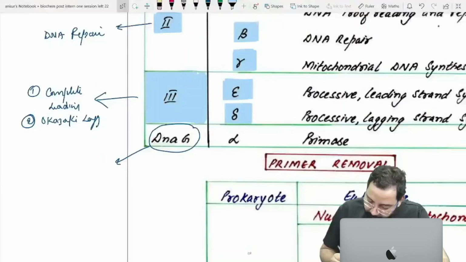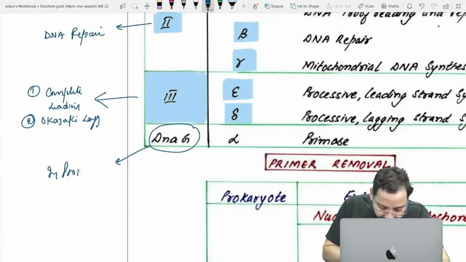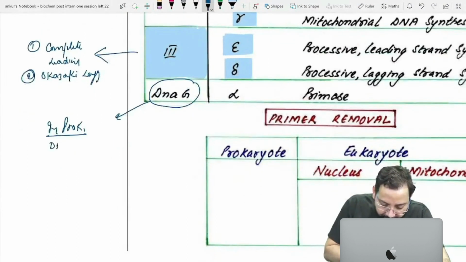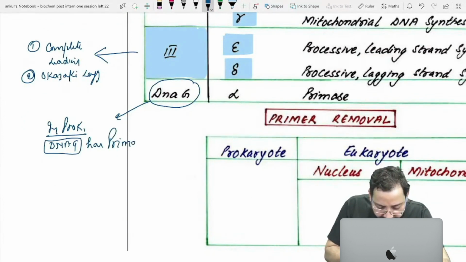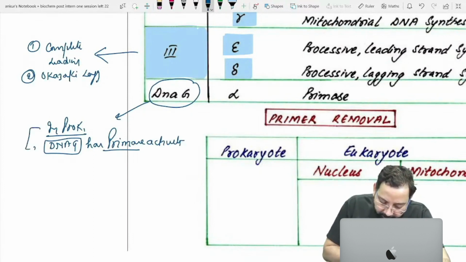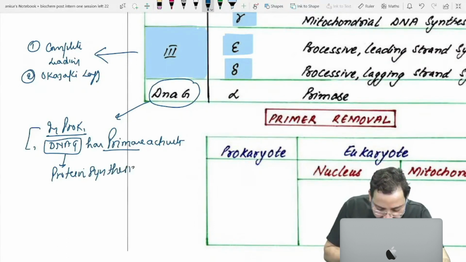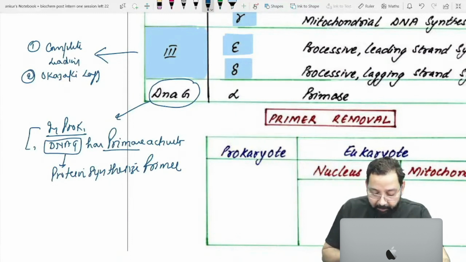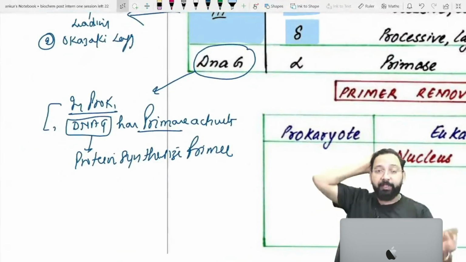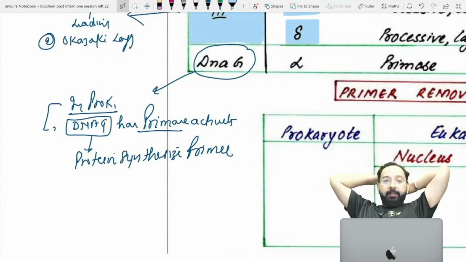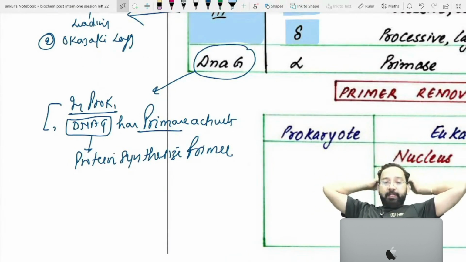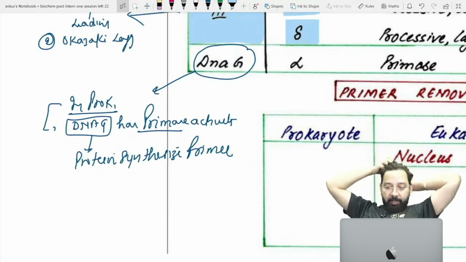So we found that in prokaryotes, DNA G protein has primase activity. So in prokaryotes, DNA G protein synthesizes primer. So if the question is asked, in prokaryotes primer is synthesized by, you will say DNA G protein. In prokaryotes, primase activity is present in DNA G protein.